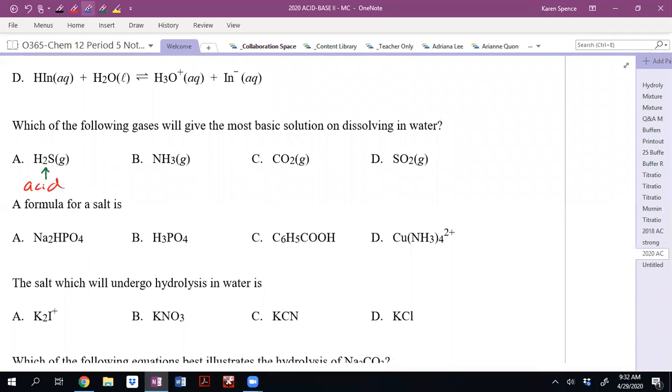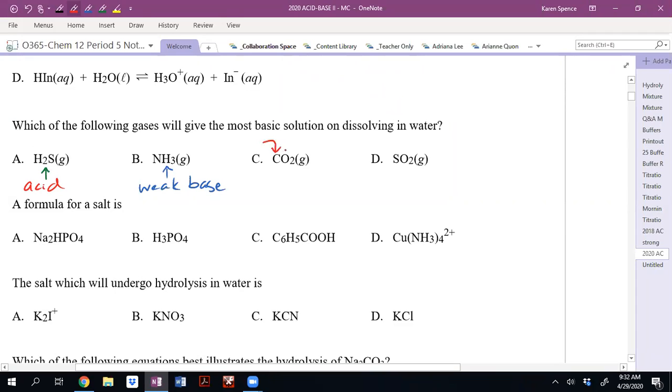NH3, what kind of a substance is NH3? Is it a weak acid, weak base, strong acid, strong base? It is a weak base, yeah. So that might be an option. It's a weak base. We'll see if we have a strong base as well. And then finally, we have a couple of gases. We have CO2 and we have SO2.